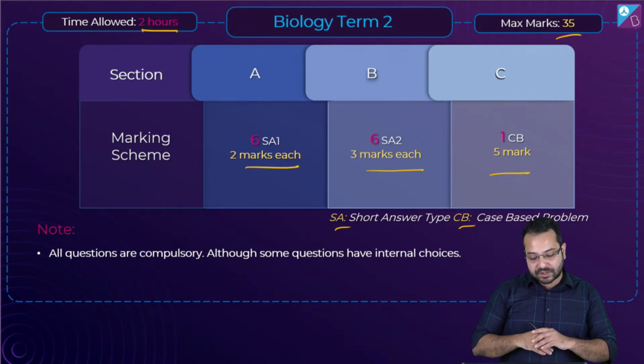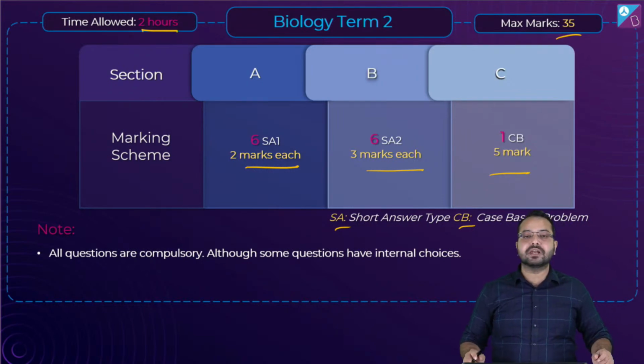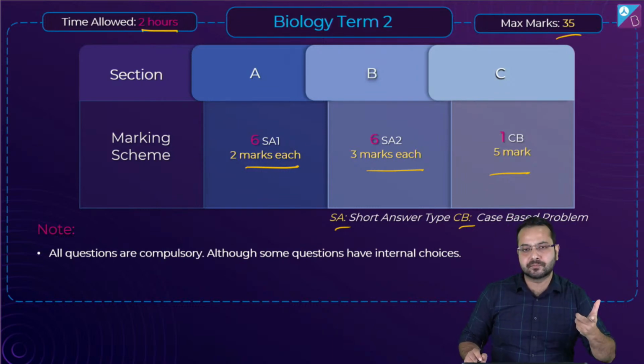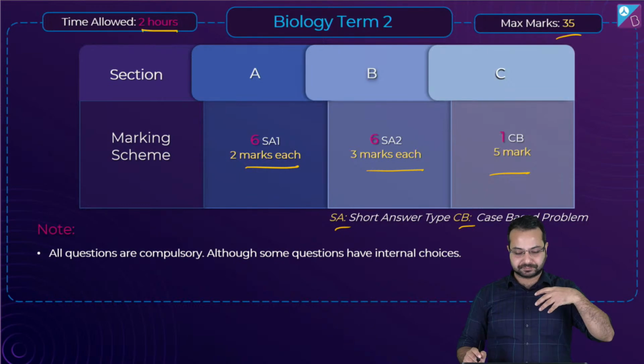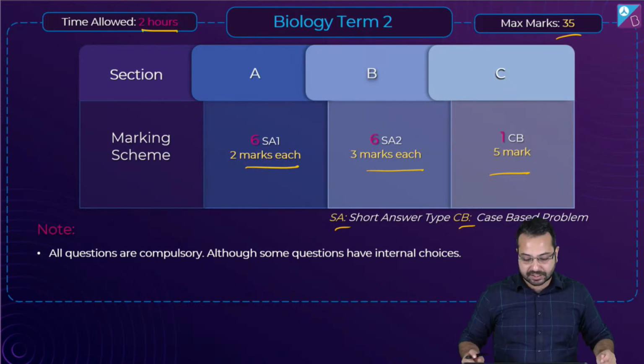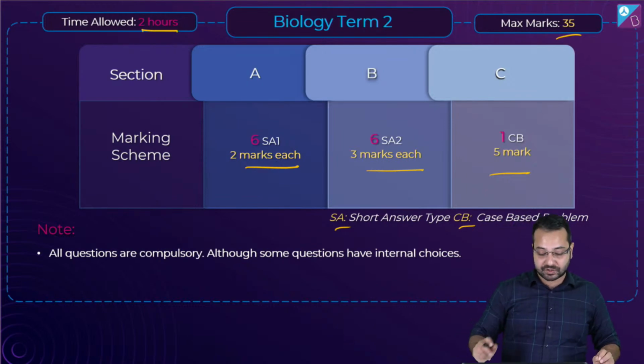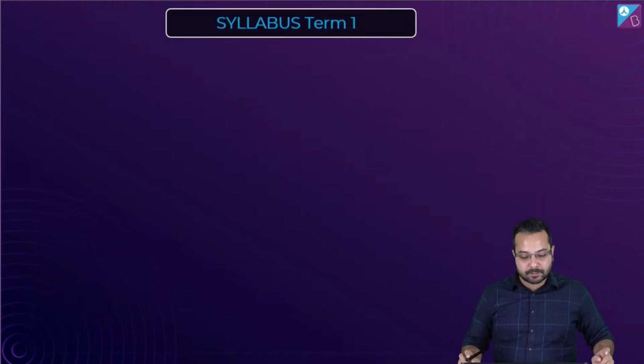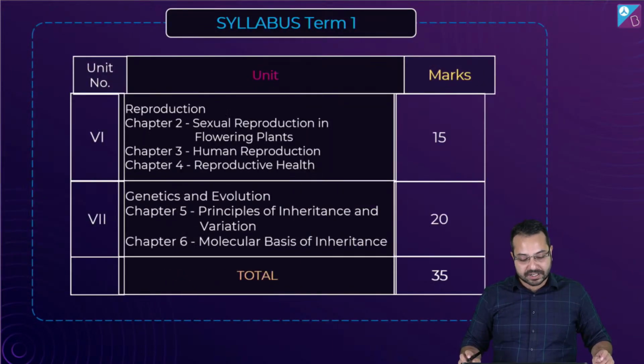Again, all questions are compulsory, but there can be internal choices in the questions as well. So you would get choices, but the total number of questions, that is 6 plus 6 plus 1, so 13 questions, all 13 questions you will have to answer. Is that clear? Now let's quickly talk about the syllabus and the weightage.